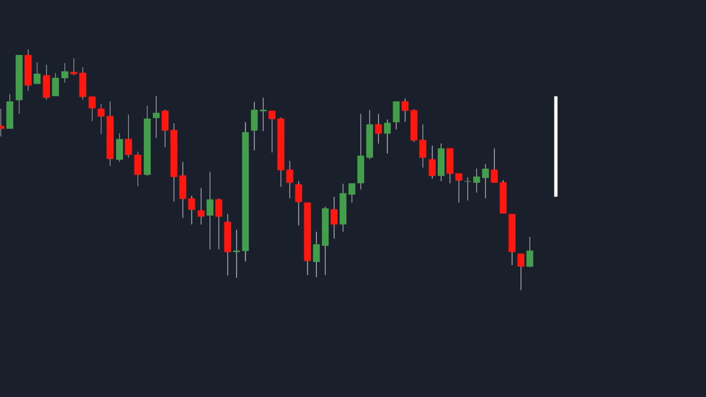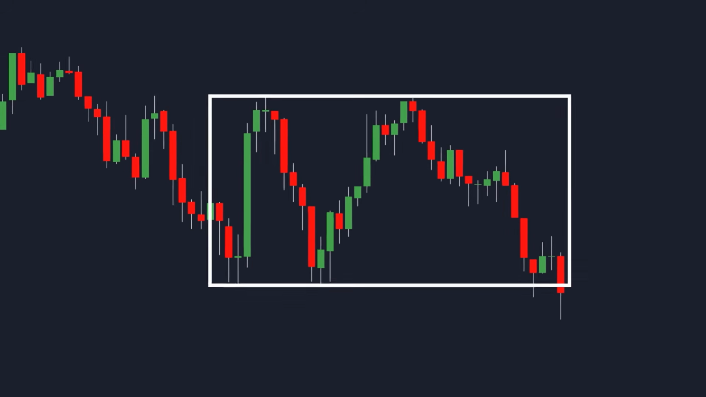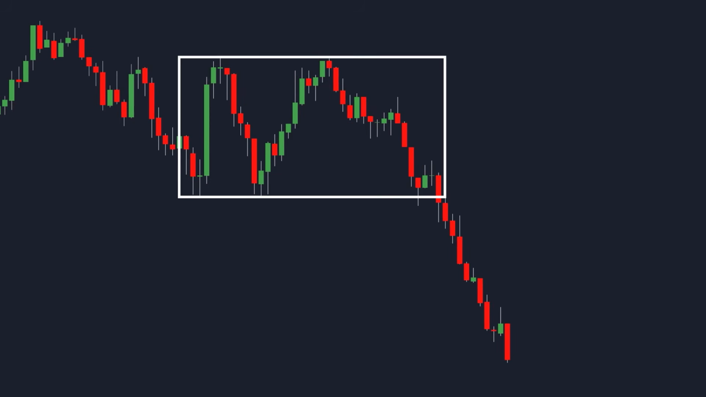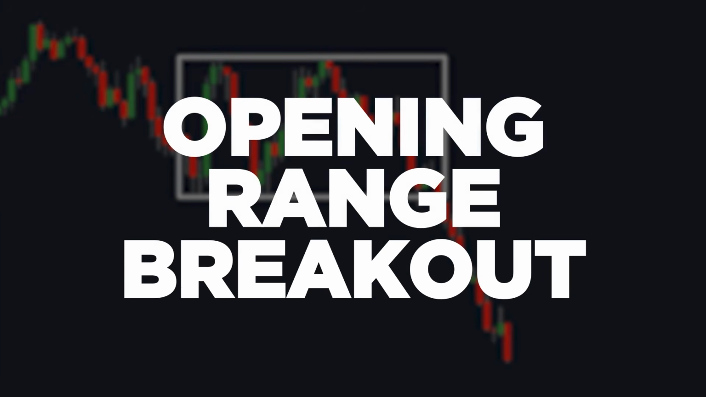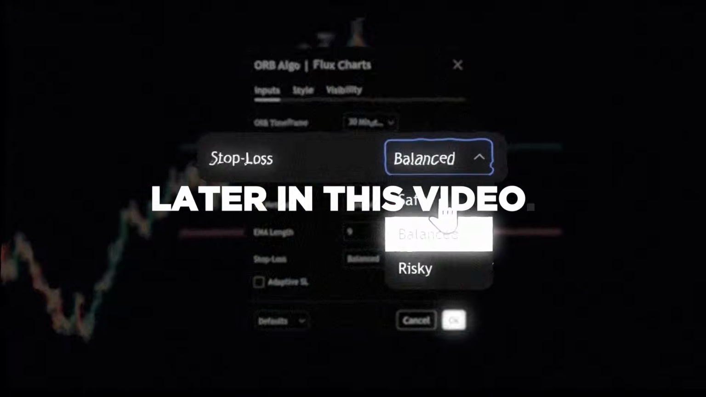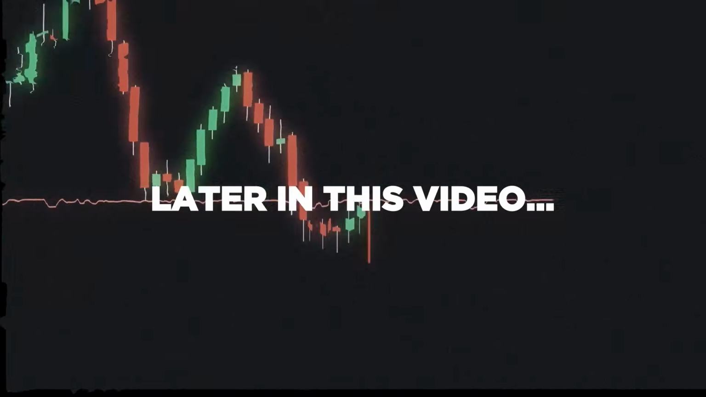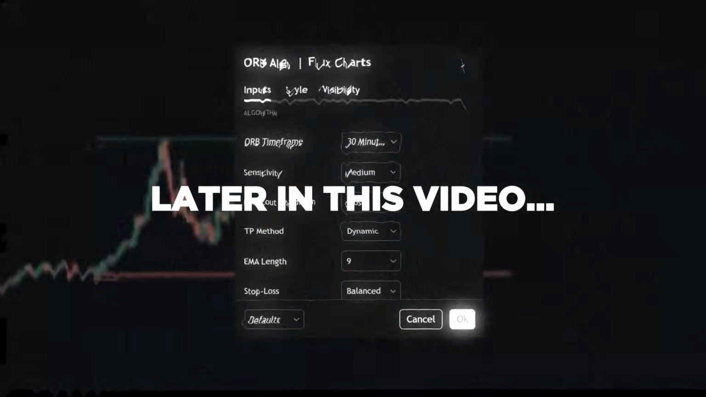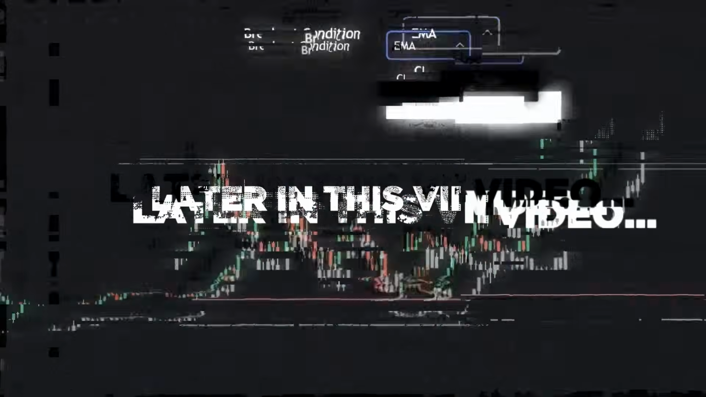The first 30 minutes of every trading session hold a secret, and if you know how to read that window, you can make some serious profits. This is the opening range breakout strategy, and in this video, we're going to show you exactly how it works, share a free indicator that helps identify these setups, and walk you through some examples. Let's get right into it.